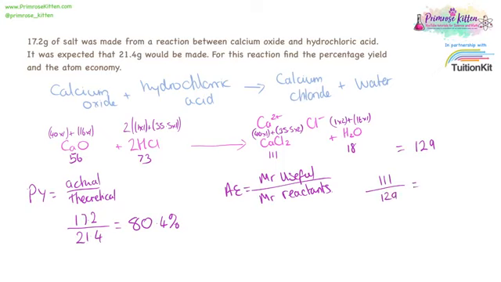So for atom economy, the MR of our useful product, we were looking for the salt, divided by the MR of our reactants, 129, times 100 gives us an atom economy of 86%. Lots of complicated things in here, so the acid equation, working out the formula of the ions, the equation, then working out the percentage yield, working out all of the MR for both of those, and then finally working out the atom economy.